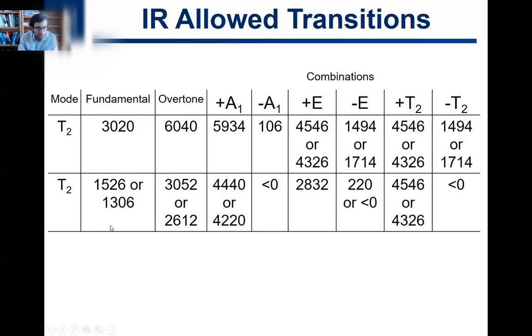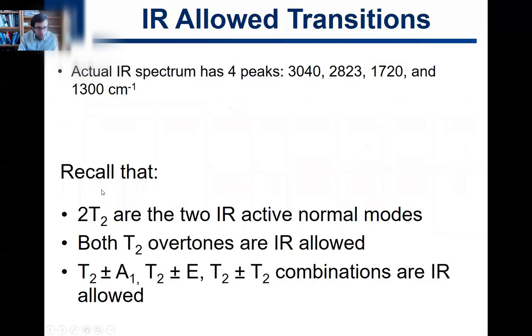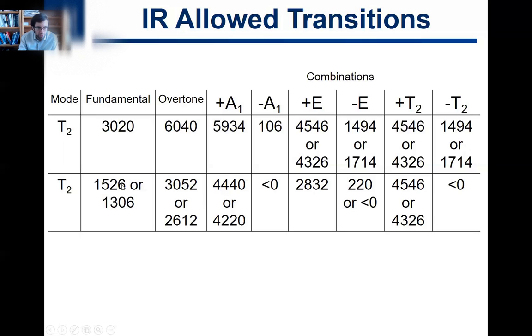Again, the T2 bend, we don't know what it is. It's 1526 or 1306, but we're hoping to work through this puzzle to figure it out, right? So two overtones that could be possible are just double these values, plus A1. A1, we know, again, is 2914. So we're going to do 1526 plus 2914. That gets us one possibility. And then 1306 plus 2914.